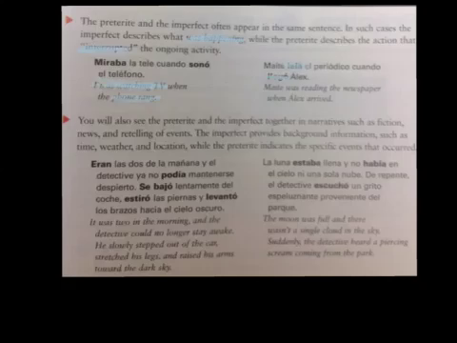You'll also see the preterite and the imperfect together in narratives such as fiction, news, and retelling of events. The imperfect provides background information such as time, weather, and location, while the preterite indicates the specific events that occurred. So it was 2 in the morning and the detective could no longer stay awake. He slowly stepped out of the car, stretched his legs, and raised his arms toward the dark sky.